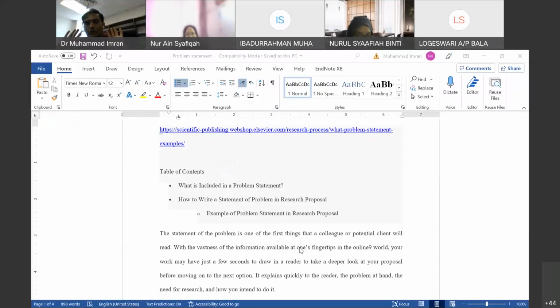Number one, how to write a statement of problem in a research proposal, like in your research thesis. And the third and last point is an example of a problem statement in a research proposal. Okay, it's an example of a problem statement, very simple.